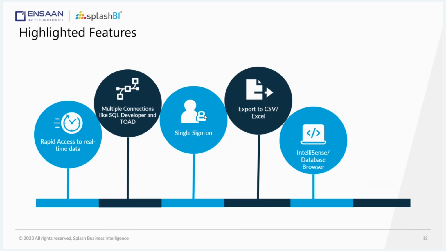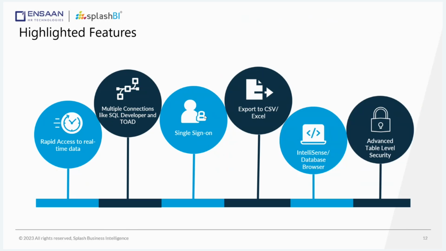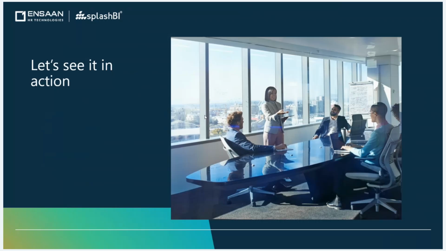We also have IntelliSense, which assists you with code completion. If you need a column name, you just put a dot and immediately SQL Connect shows you the available metadata, the table names, the column names, all of that. You can browse database objects through the software. And this is a very unique feature that we have: advanced table level security, where you can block some table access to a particular group of users. You can also enable the table access to another group of users. So that said, let's see SQL Connect in action.